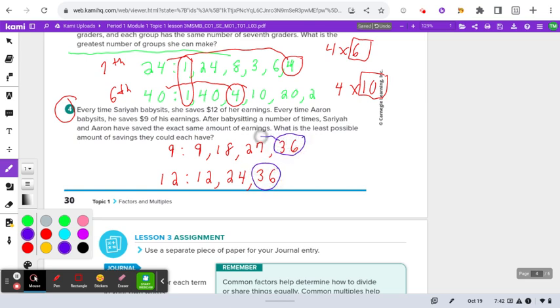And then this person, since it's 9 per each time, they would have had to work 4 times. 9 times 4 is 36. And then this person, since they made $12 each time, they'd only have to have worked 3 times. Then they would match up with each other. That would be the answer to number 4.